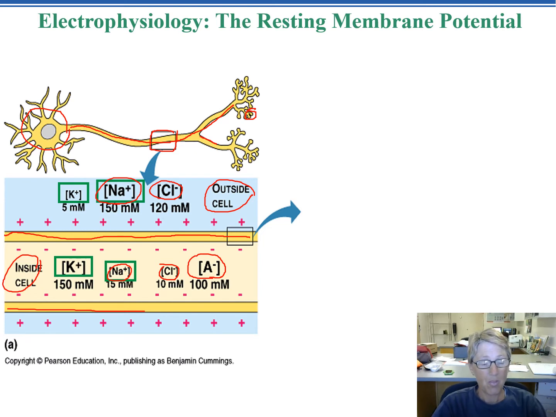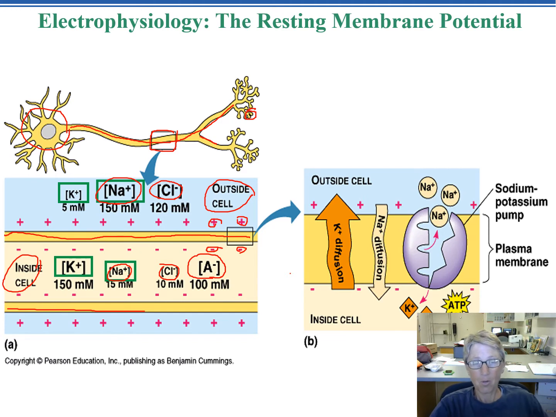So with this setup and all these concentrations, you find the inside of the cell is negative relative to the outside of the cell. So you see all these little negative signs on the inside of the cell, and then you see all the positive signs on the outside of the cell. That shows you that the relative concentration of negative ions is larger inside than it is outside the cell.